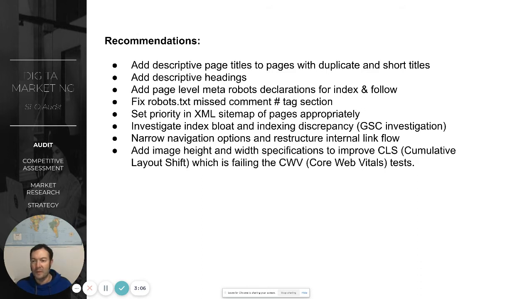The recommendations that we made from this report were: add descriptive page titles to pages with duplicate and short titles, and add descriptive headings. As you all know, Google made some pretty big changes recently on how they display this in the search results. This site has a particular issue with that, and it's perhaps why they've lost a little bit of traffic recently, and I expect that their click-through rate is significantly down.